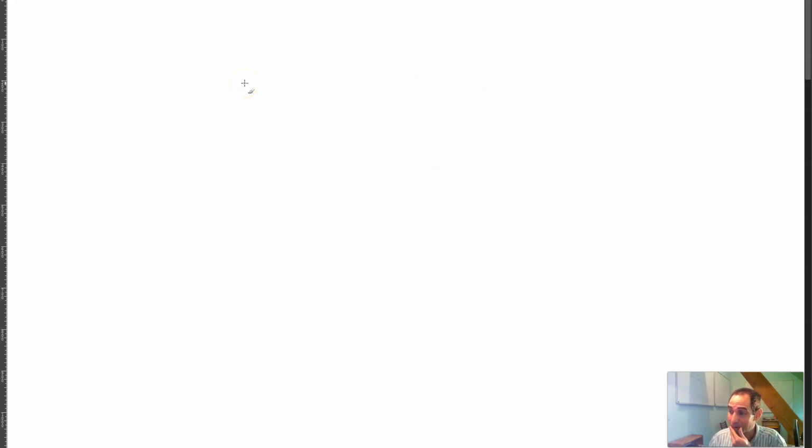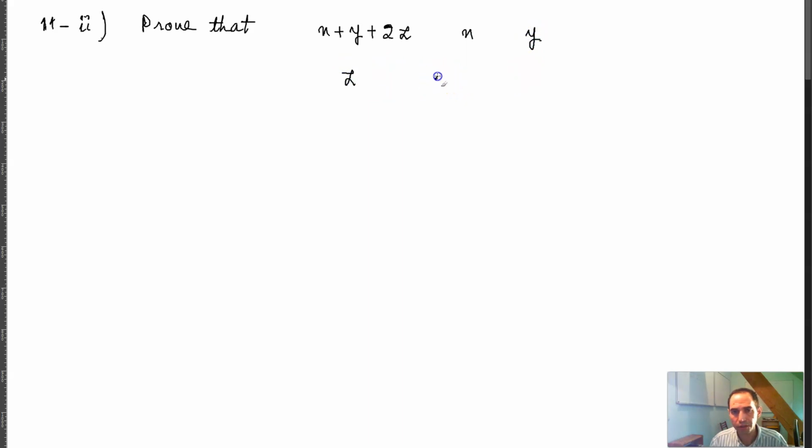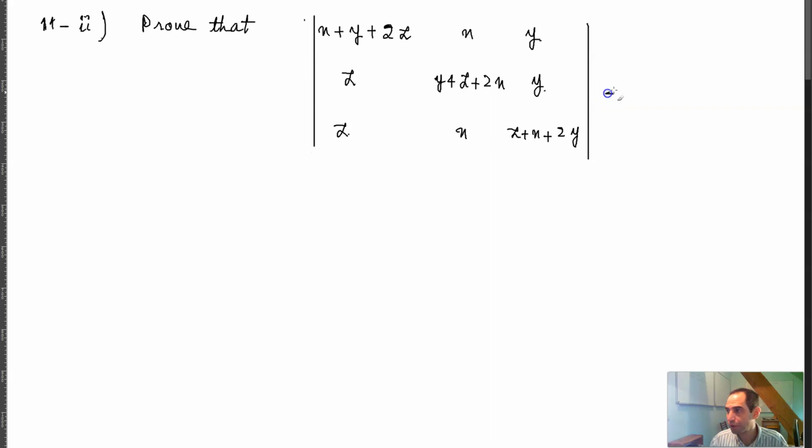Question number 11, part 2. You want to prove that the determinant x plus y plus 2z, x, y; z, y plus z plus 2x, y; z, x, z plus x plus 2y, is equal to 2 times x plus y plus z whole cube.